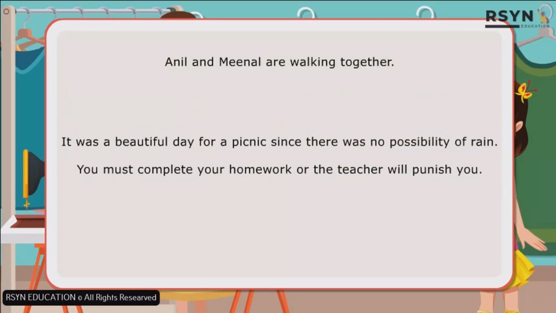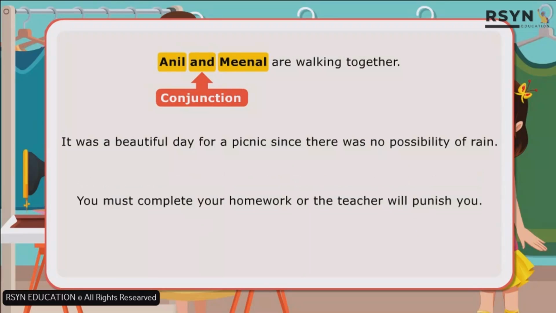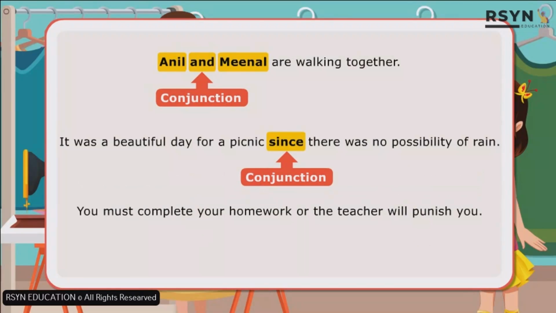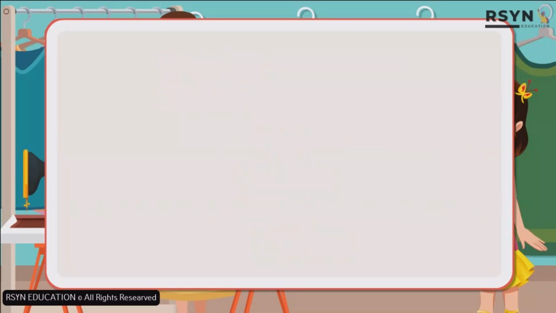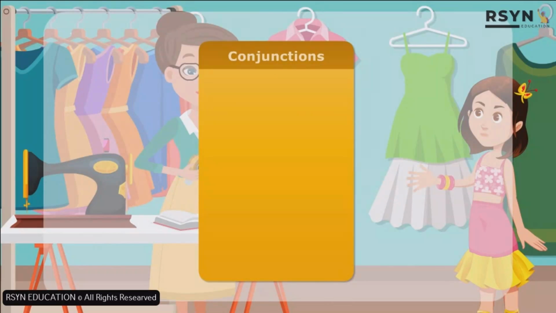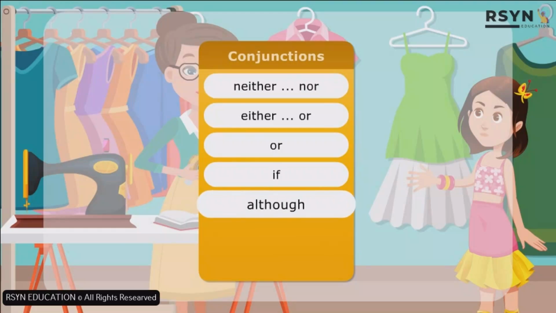In the first sentence, and is a conjunction as it joins together two names. In the next sentence, since is a conjunction as it joins together two sentences. In the third sentence, or is a conjunction joining two sentences. Here is a list of some conjunctions: neither, nor, either, or, if, although, otherwise.